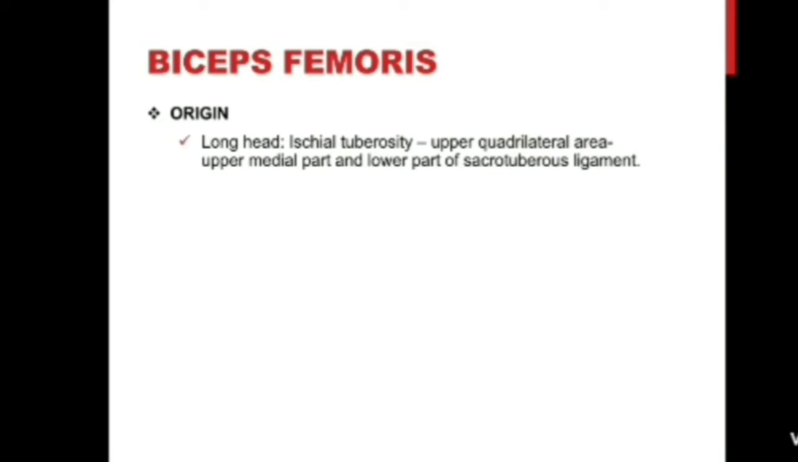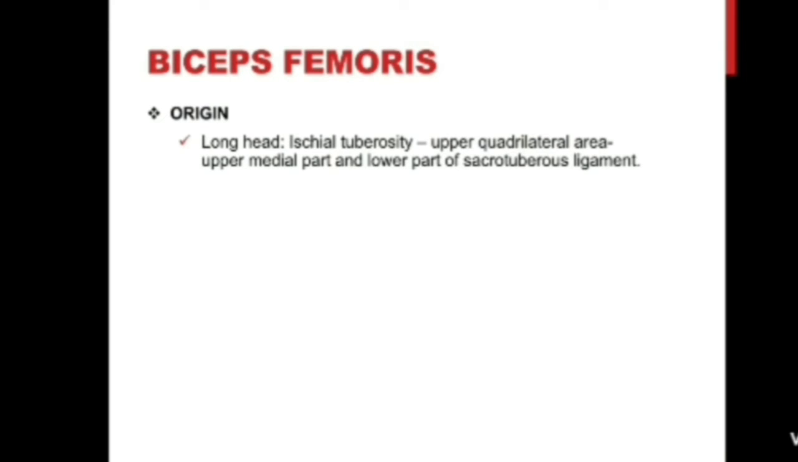So now we're going to take a look at the next muscle, which is the biceps femoris. Biceps means that it's going to have two heads, so the origins are going to be two. The first one is obviously the long head. The long head we know is a hamstring muscle, so it's going to come from the ischial tuberosity. It's also going to come from the quadrilateral area on the medial part, along with the semitendinosus origin, and it also takes origin from a part of the sacrotuberous ligament as well.